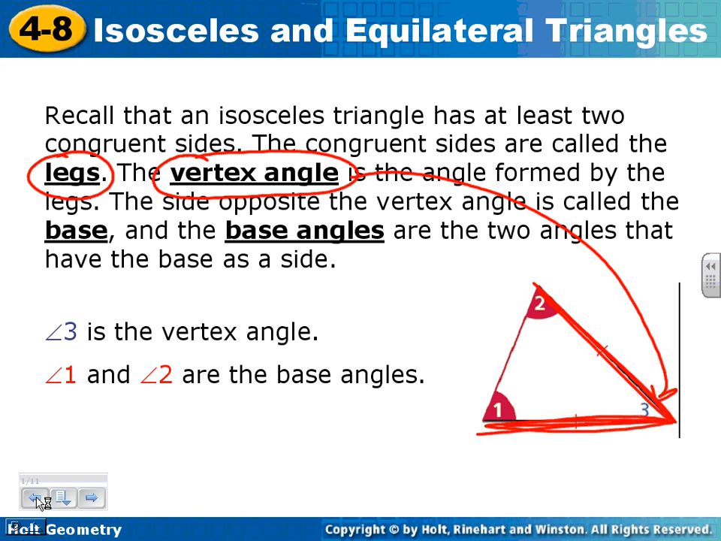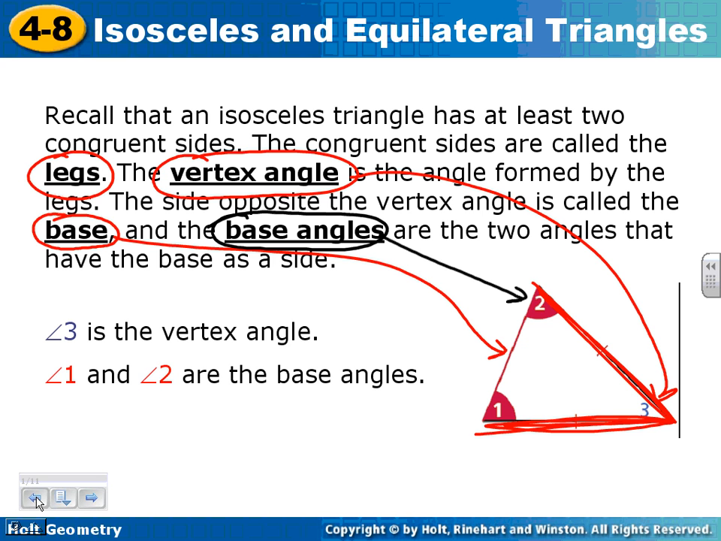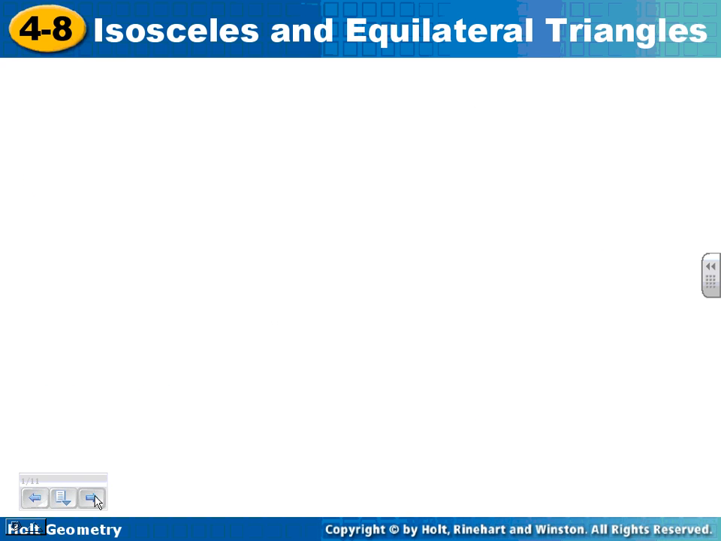Keep reading. The side opposite the vertex angle is called the base. So this base right here is this side right there. And the base angles, there's two of them, would be angle 2 and angle 1. Angle 3 is the vertex angle, and angles 1 and 2 are the base angles. So lots of vocabulary here. Let's review that as we move on.